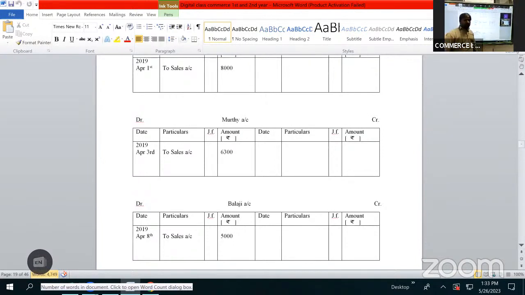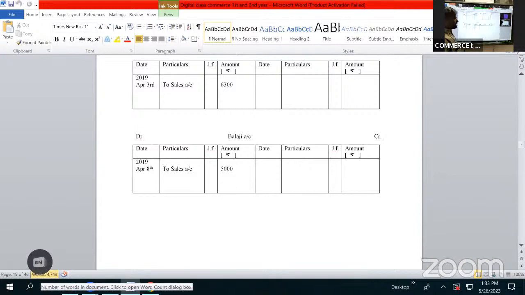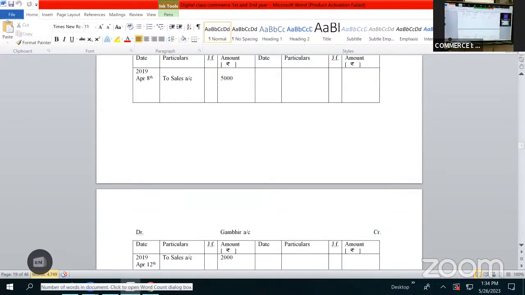As we have sold goods to him on April 3rd, the date will be taken as 2019 April 3rd to sales account 6,300. Then we have sold goods to Balaji. So now we'll be preparing the Balaji account, the format for which is date, particulars, JF, amount rupees, date, particulars, JF, amount rupees. Towards extreme left will be writing DR debit. Towards extreme right will be writing CR credit and the name of the account will be taken as Balaji. We have sold goods to him on 2019 April 8th. So it will be posted as to sales account 5,000 rupees on 2019 April 8th.